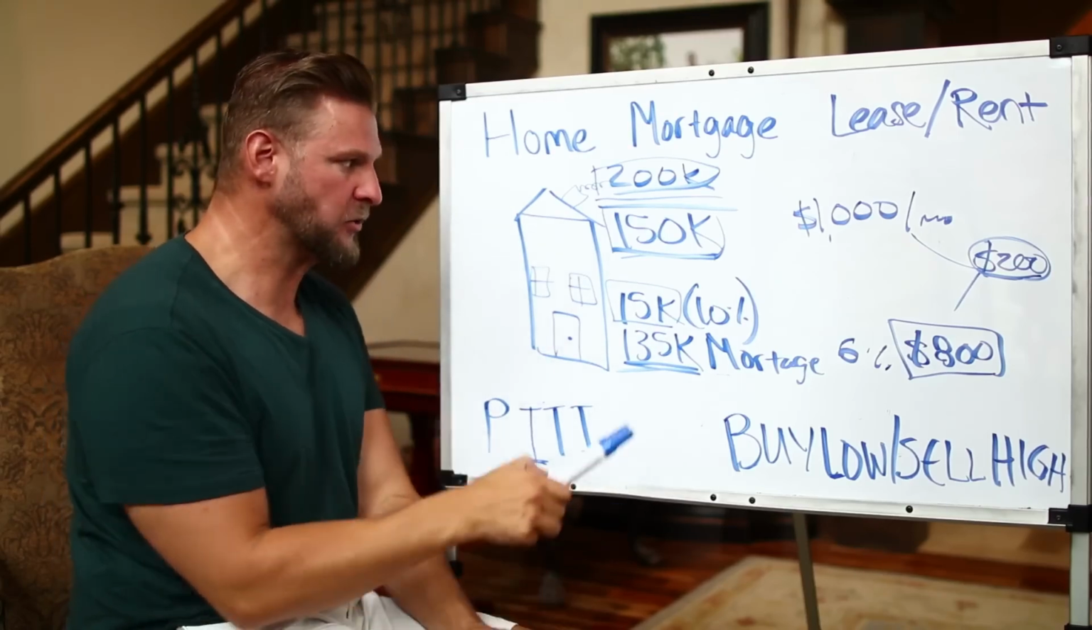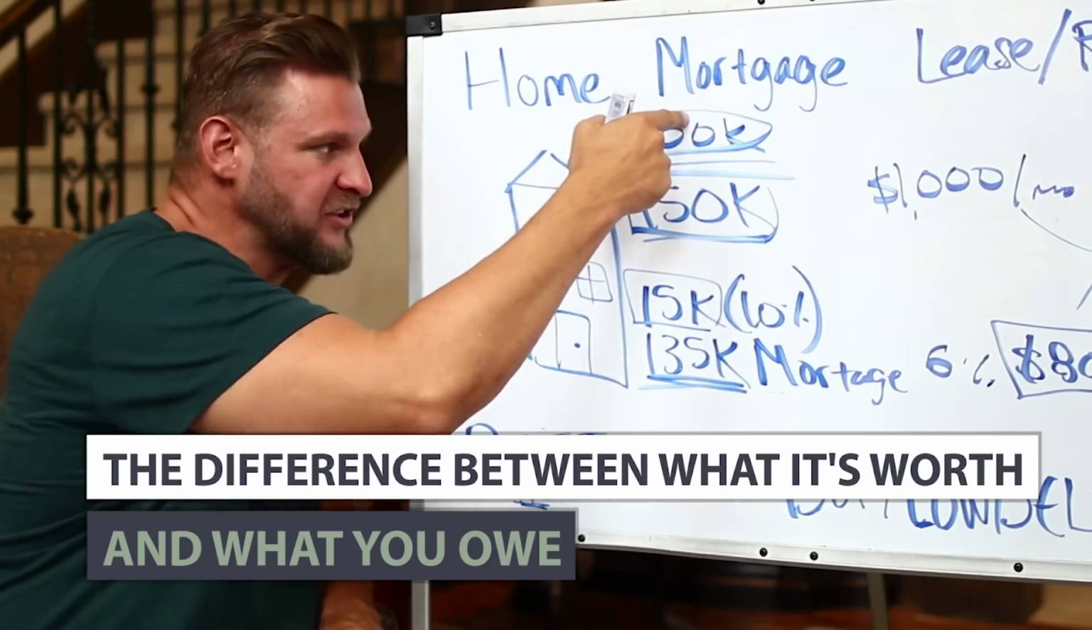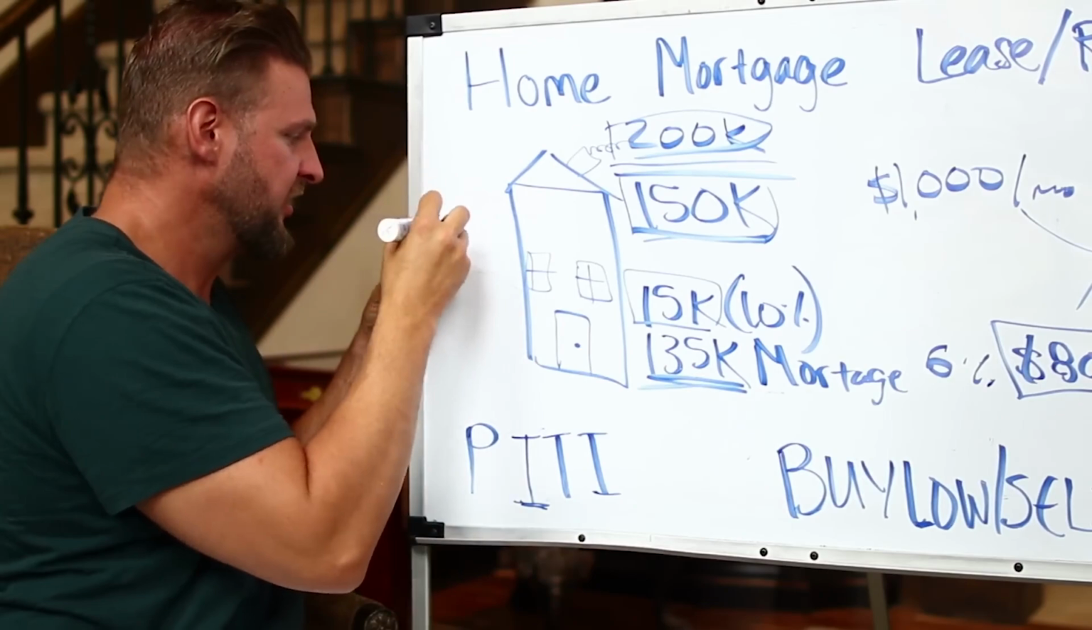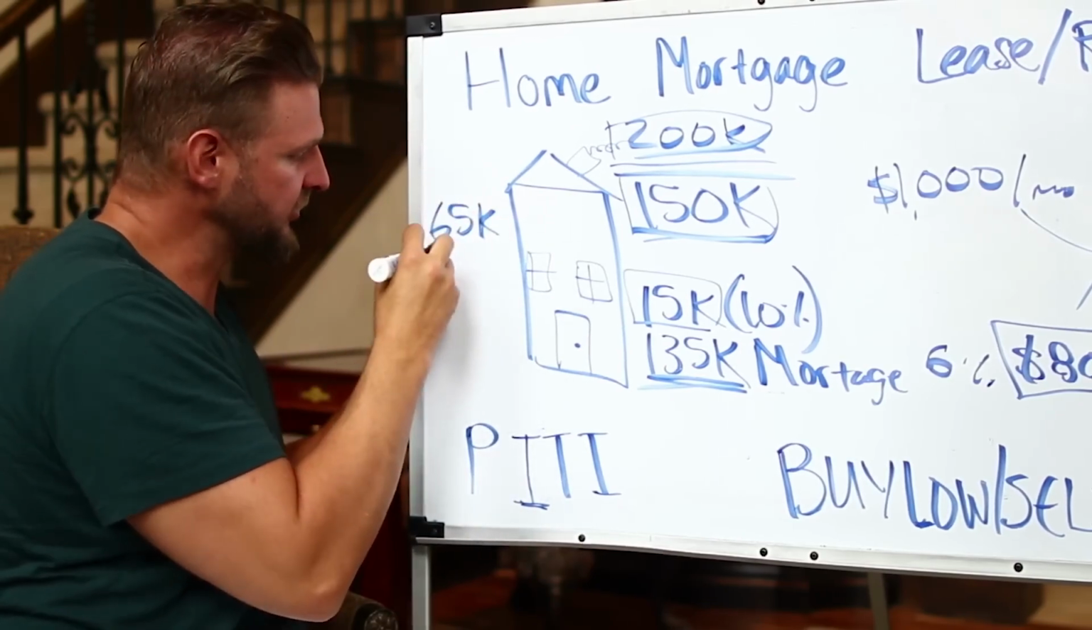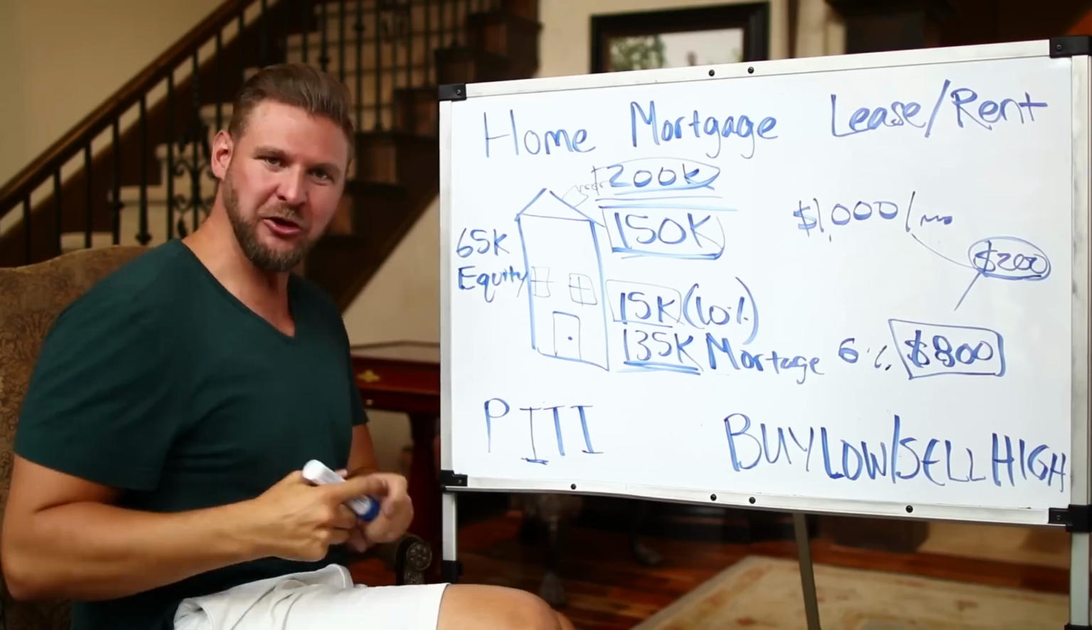What's equity? The equity is the difference between what it's worth and what you owe. So in this case, $200,000 minus the $135,000 is $65,000 of equity. Isn't this awesome? Aren't you learning this language?